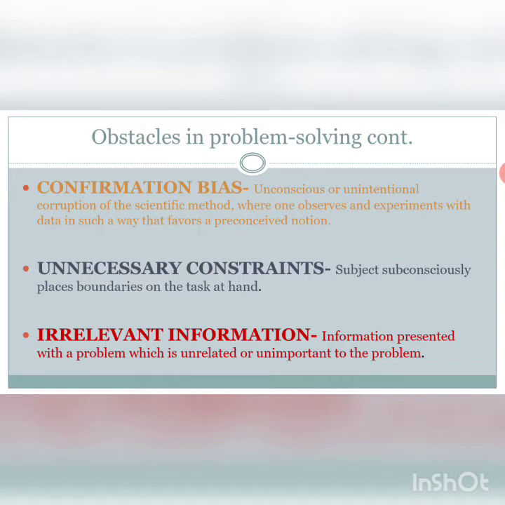So confirmation bias can happen in any situation. This is just an example. Okay, so let's move to the next example of obstacles in problem solving. Unnecessary constraints. So what happens in unnecessary constraints? The subject subconsciously places boundaries on the task at hand.